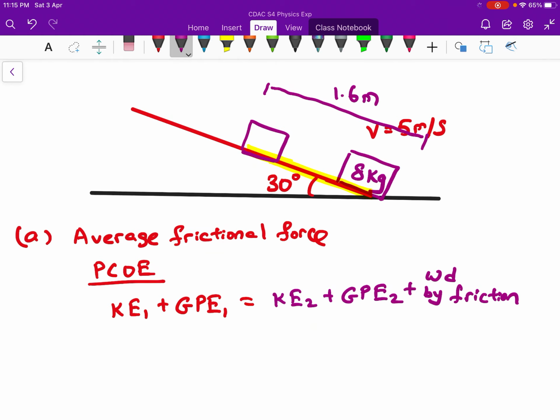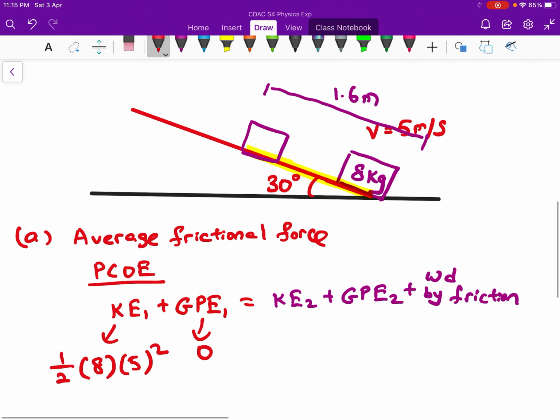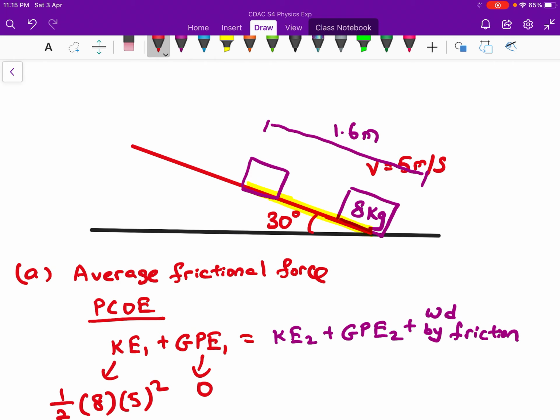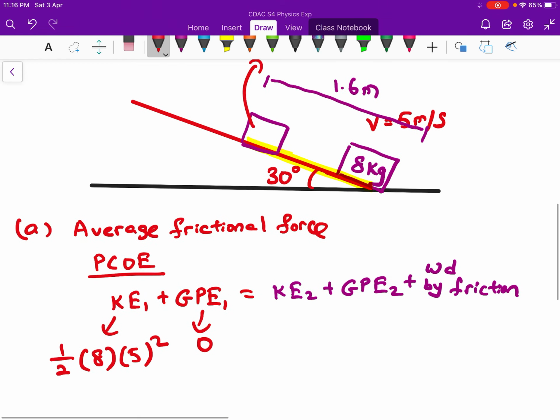At the start, at the bottom of the ramp, my GPE1 is equal to 0. Then my KE1, of course, I can calculate: half times mass, which is 8, times speed squared. As I move up the ramp, I will travel 1.6 meters, and I stop. So at the final point, the velocity is 0, because I must stop before I slide back down. That's why my speed is 0, so my KE2 will be 0.